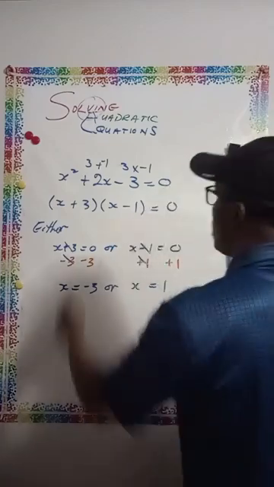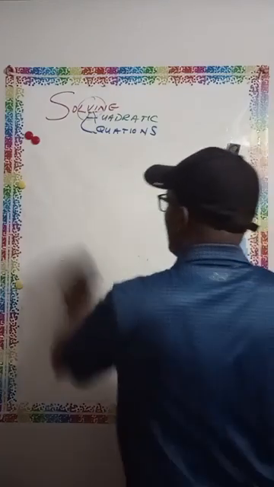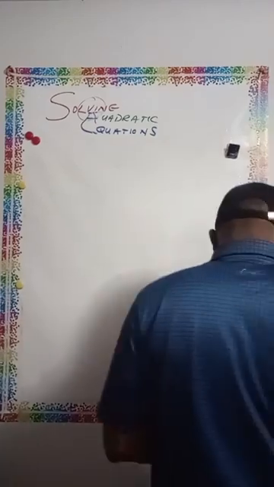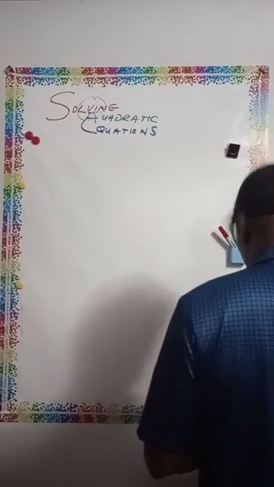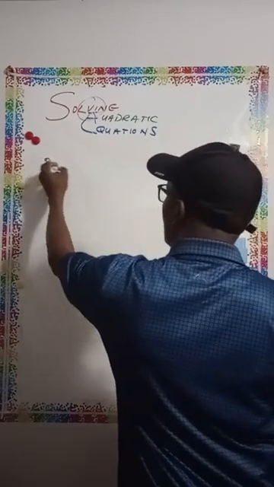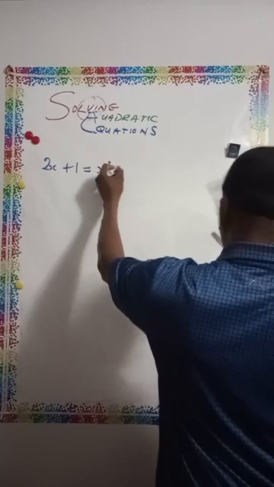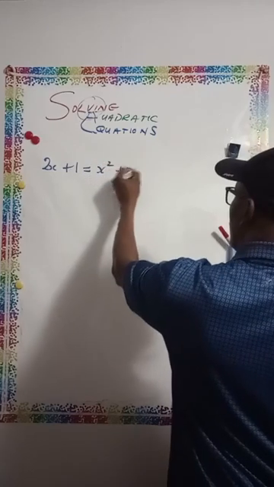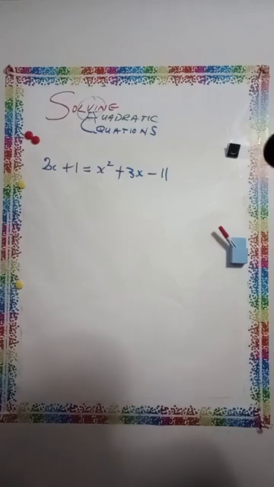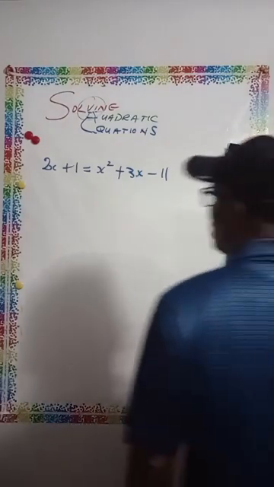Let's see what else they have in store for us before we let you go into the day, let you go into the week. Yep. Look at this one here. They give you a system looking like this here, and they say 2x plus 1 equals x squared plus 3x minus 11. What is happening here now? Okay then, so what's going to happen? We got some work to do.